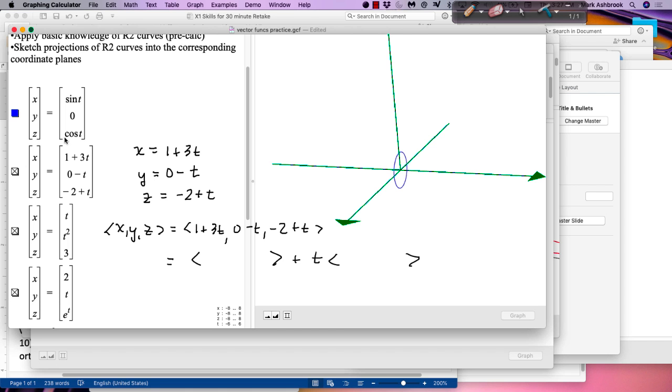Next, Colin, number 4. Okay, so we have an x coordinate of 2, which means it's going to be a plane at 2 on the x-axis, and then because y equals t and z is equal to e to the t, that means it's an exponential function. If we twisted it so that we saw the z-axis and the y-axis, it would be an exponential function on that plane. What do you guys think?